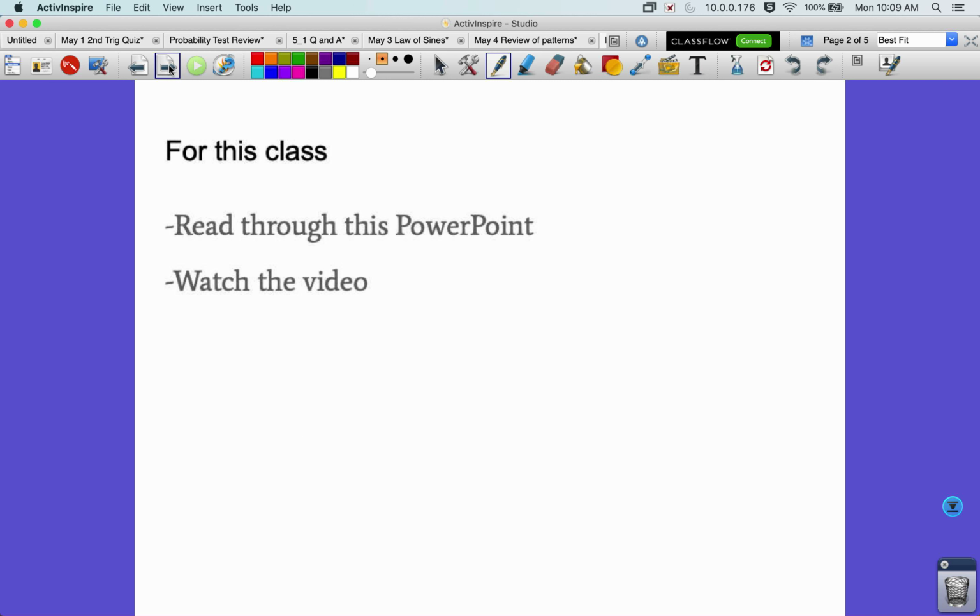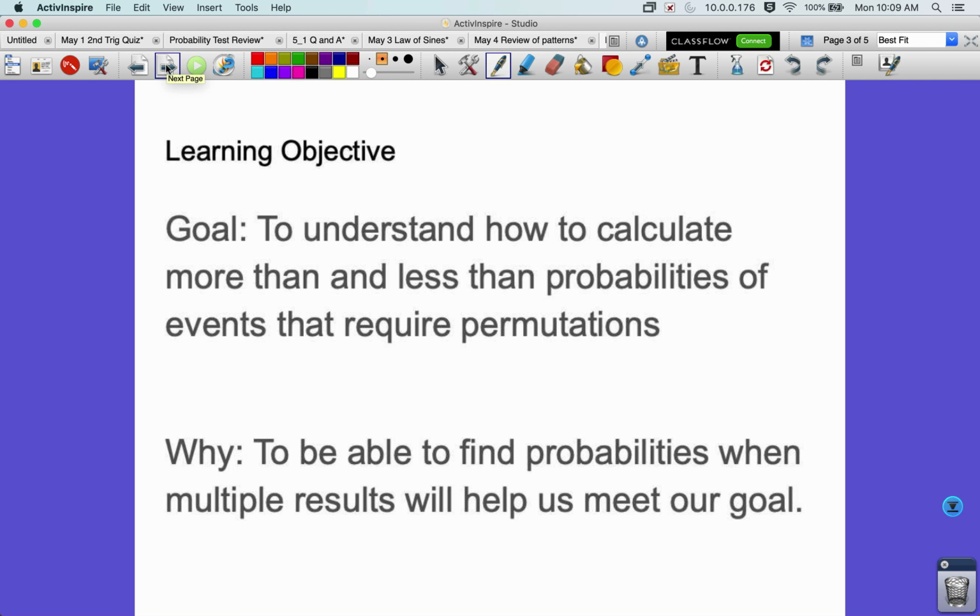I'm going to be talking about more than and less than probabilities. So our goal today is to understand how to calculate more than and less than probabilities, specifically for events that require permutations. Why we're doing this: to be able to find probabilities when multiple results will help us meet our goal. This is often the way probabilities work out, where we're not looking for a specific result. We want a range of results. As long as we beat a certain number or have at least a certain number of events happen, then we have a success. So this is maybe an even more applicable way to look at probability.